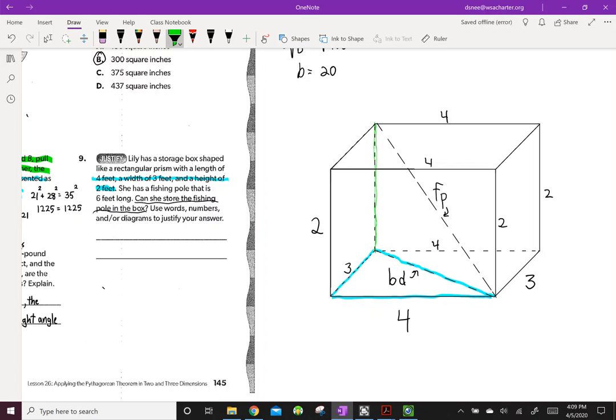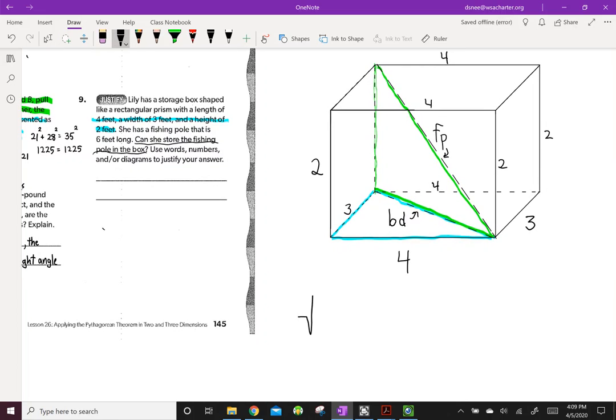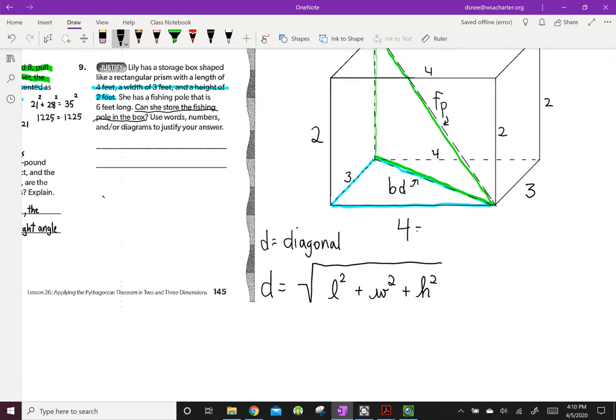I could then find the green triangle using the hypotenuse of the bottom triangle, or I can use a diagonal formula, right? I can find the length of the diagonal, d equals diagonal. I can take the length squared plus the width squared plus the height squared and find the length of that diagonal. So I'm going to put in 4 equals L and 3 equals W and 2 equals height.